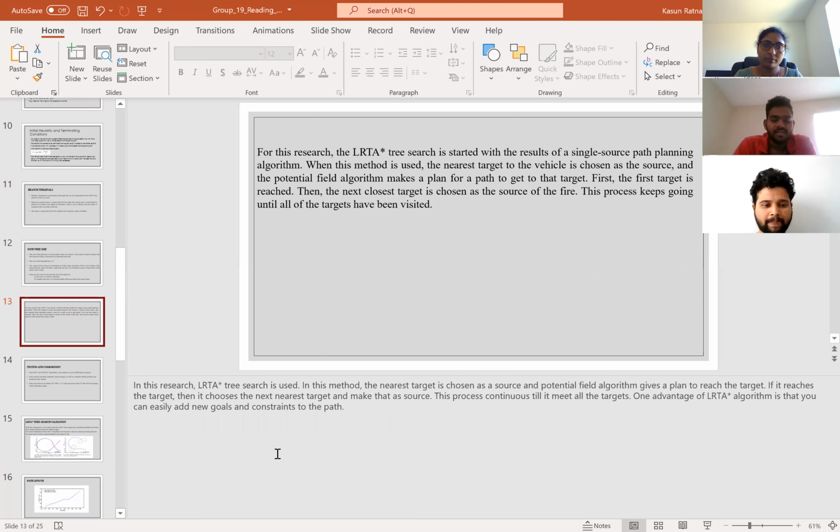In this research, LRTA star research is used. In this method, the nearest target is chosen as a source, and the potential field algorithm gives a plan to reach the target. If it reaches the target, then it chooses the next nearest target and makes that the source. This process continues till it meets all the targets. One advantage of the LRTA star algorithm is that you can easily add new goals and constraints to the path.